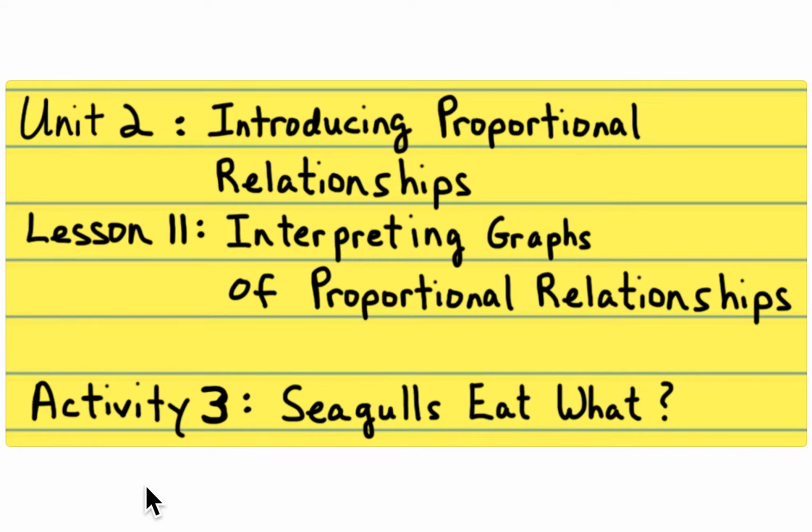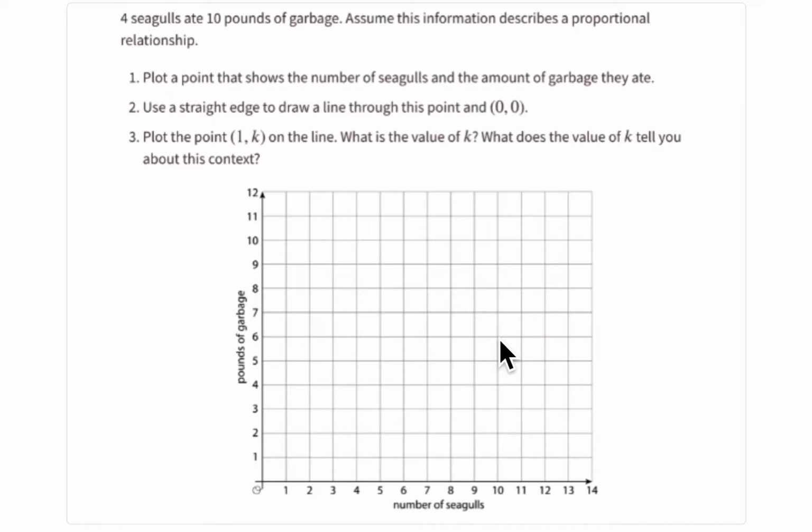This is activity 3, Seagulls Eat What? And this is from lesson 11, Interpreting Graphs of Proportional Relationships. In this activity, they give you some information about seagulls that eat garbage, and they tell you that it's a proportional relationship, and that means that this relationship can be represented on a graph as a straight line, and that straight line goes through the origin, 0, 0.